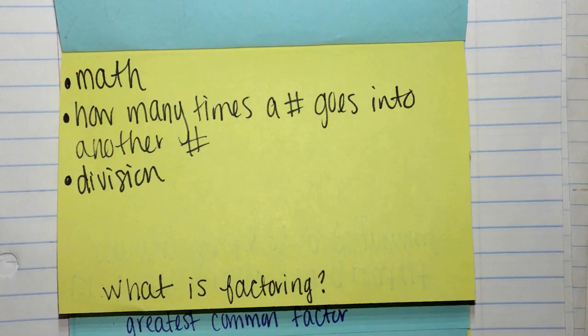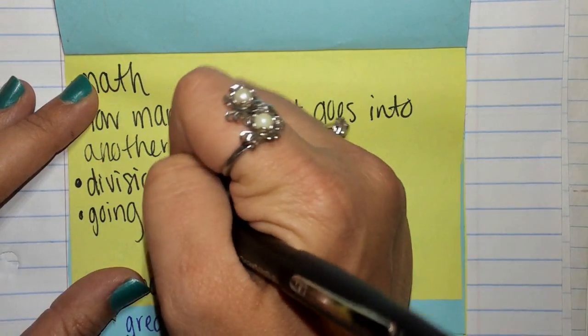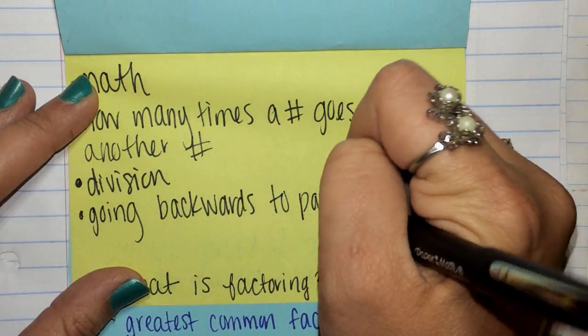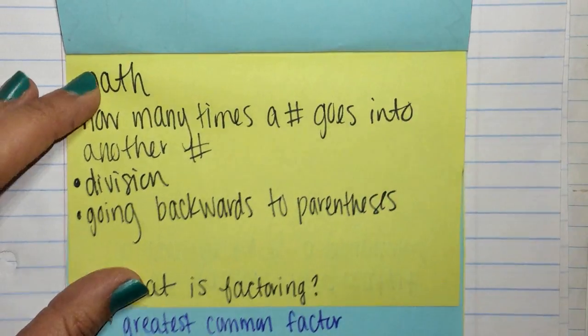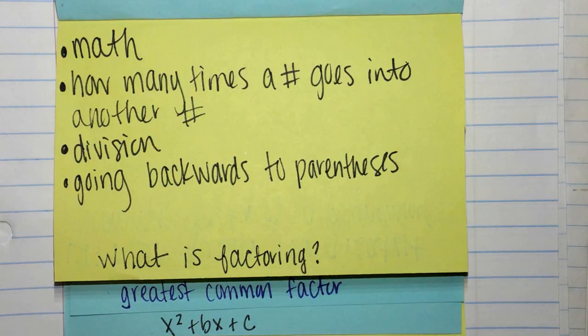Alright, so remember, we're going from a polynomial backwards to when we're multiplying. So we're going from a polynomial that's 2, 3, or 4 terms, and we're going backwards to where it has parentheses, right? So could we write that we're going backwards? Yes. Okay, let's write going backwards to parentheses. If you don't know how to spell parentheses, that's how you spell it. Parentheses.